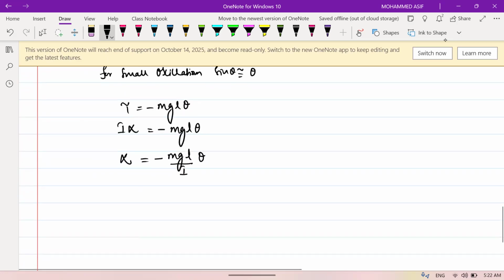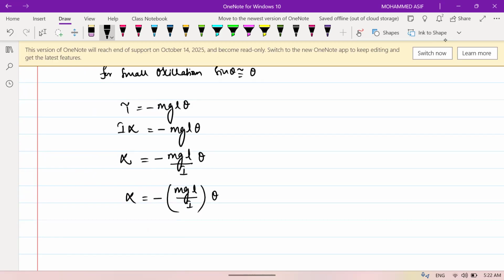Okay. So now if I simplify this one, alpha is equal to minus, this is totally a constant, mg into L divided by I into theta. In rotation mechanics, you know that a will be equal to your alpha. So comparing it with angular SHM, what is the linear acceleration?